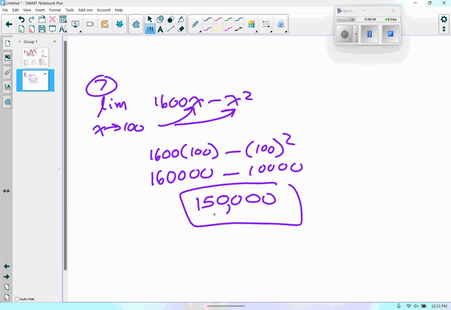Anything else? 2, 3, 4, 5, or 6? Any of those? I realize you can't see your 2 as well because it's kind of faded away.